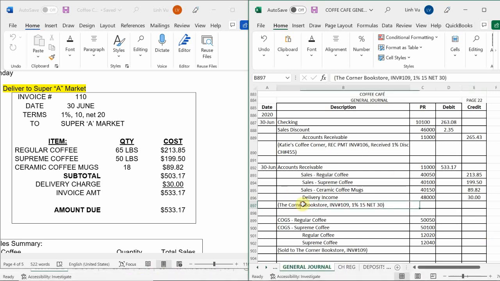So in this case, I need to fix the description here because we deliver to Super A Market. Invoice number 110. And I believe we give different terms for Super A Market. What did we give Super A Market? We give them 1% if they pay within 10 days. If not, the whole thing is due in 20.